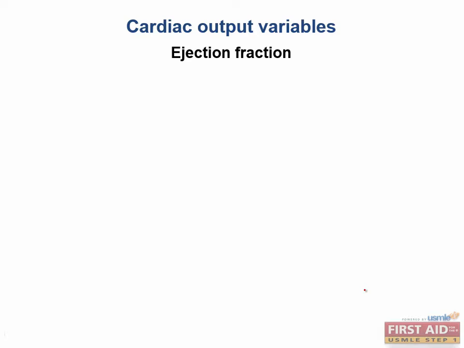So one last variable left, ejection fraction. Ejection fraction is super high yield because whenever you get an echocardiogram, you always look at the ejection fraction to give you an idea about ventricular contractile function in a single cardiac cycle. Now, if it's normal, it should be above or equal to 55%.